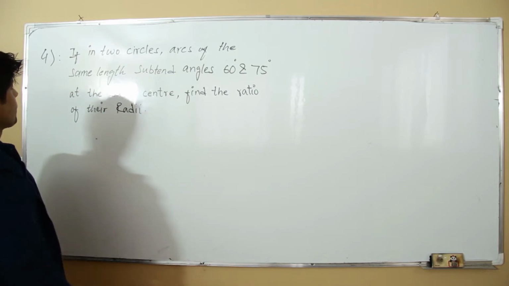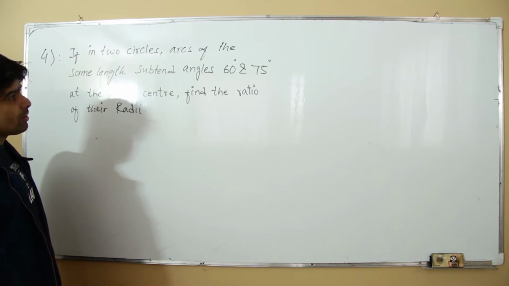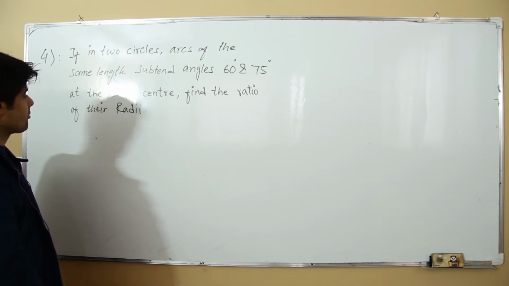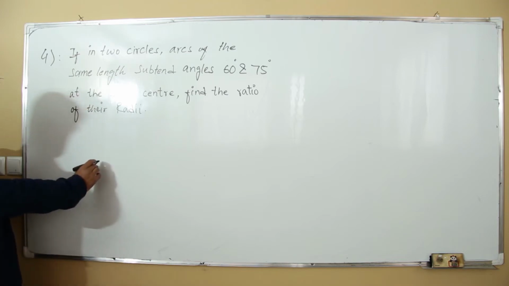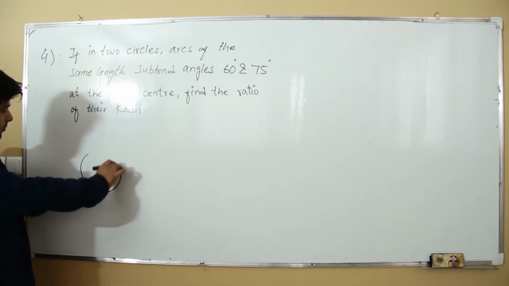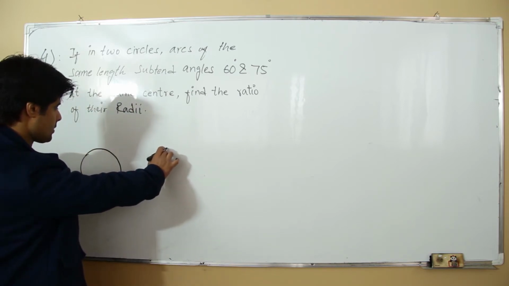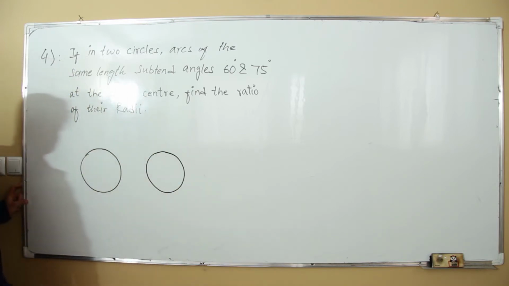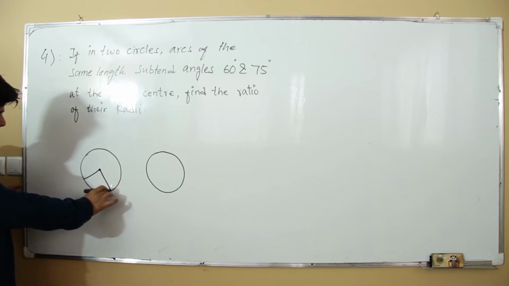Question number 4. If in two circles arc of the same length subtended angles are 60 degree and 75 degree at the same center, find the ratio of their radii. By the way, first you have to know what the question is. We have two circles. This is our first circle and this is our second circle. Now in first 60 degree arcs, this is 60 degree.